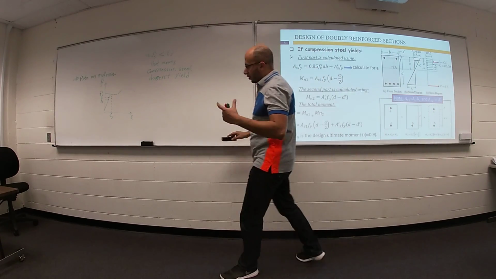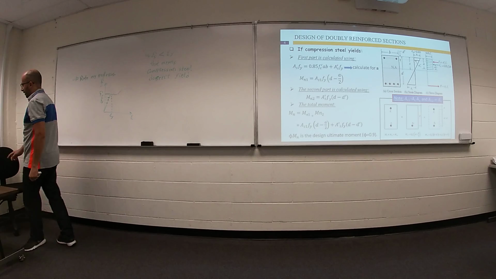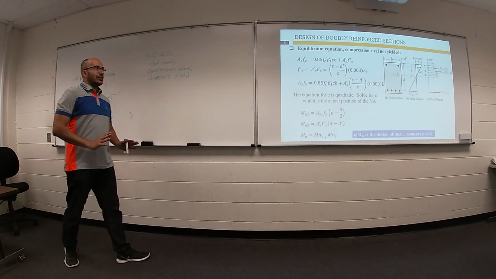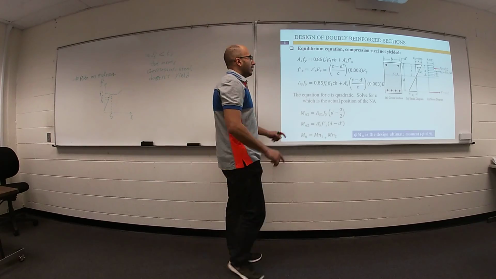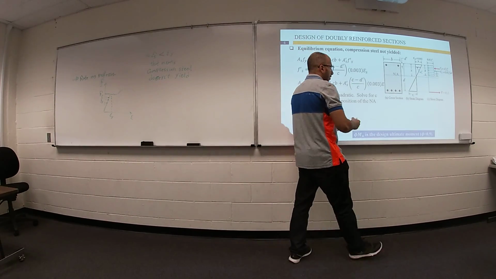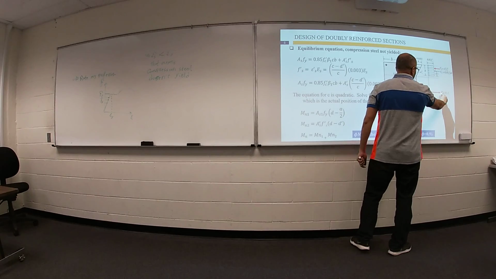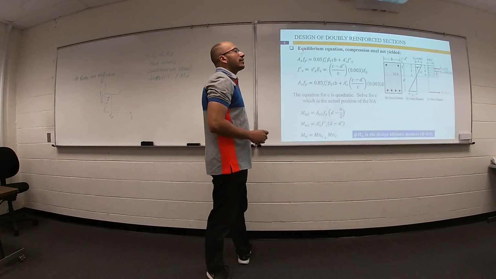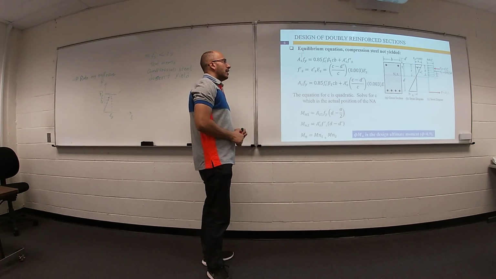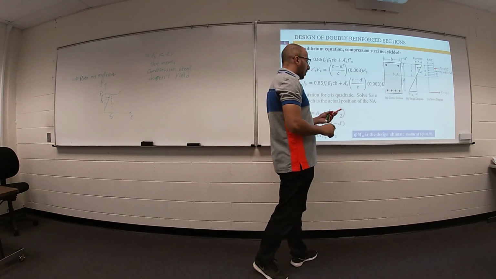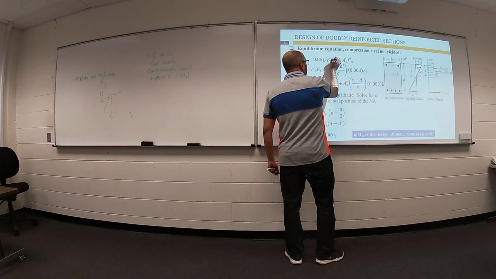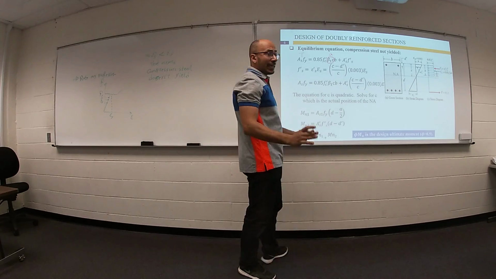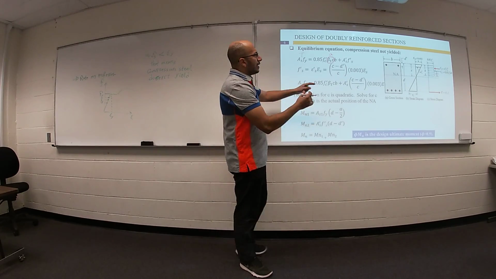That means you have compression reinforcement. Nothing will change except T, the tensile force in the bottom reinforcement, which will be the same. Area of steel times yield stress equals 0.85 f'c, this part, is the same, a. Do you agree? But I write it as beta 1 C.